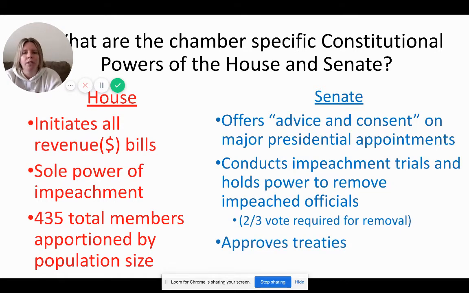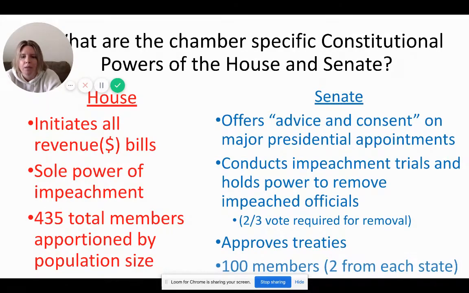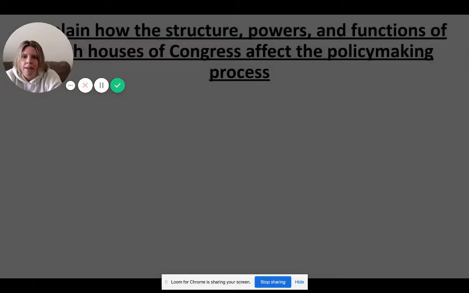The Senate also approves treaties. So I think you're going to have much more conflict between the Senate and the president because the Senate has a lot more stamp of approval and gets to voice their thoughts on who he's choosing and that kind of stuff. Okay, 100 members and then 2 from each state.